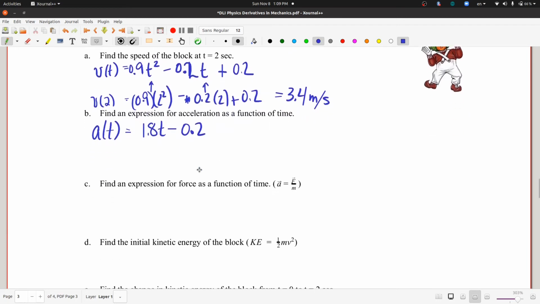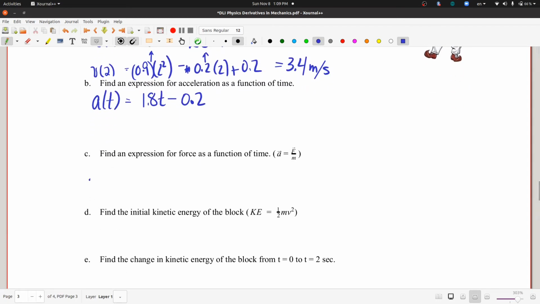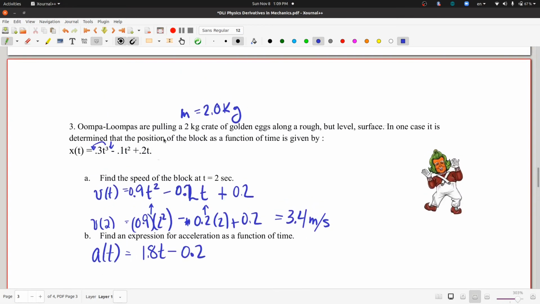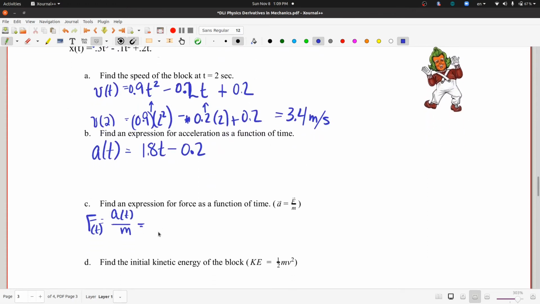Find an expression for force as a function of time. Here, all we have to do is note that force is the mass times the acceleration. Mass is not a function of time in this question, at least. So this is 1.8 t minus 0.2, and the mass, remember, is 2.0 kilograms. So we have, multiplying everything by 2, 0.9 t minus 0.2, 0.2 divided by 2, 0.1. And the units of that will be newtons.